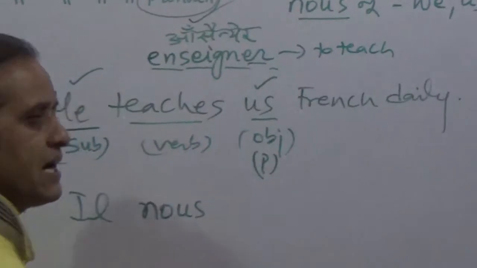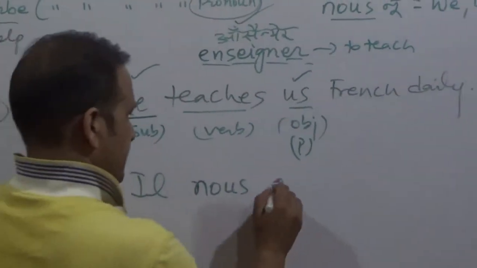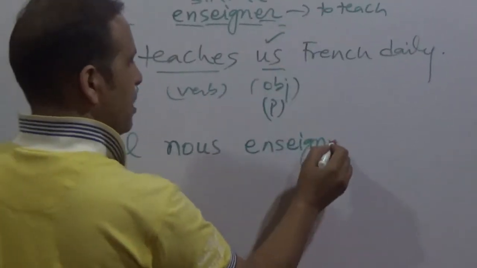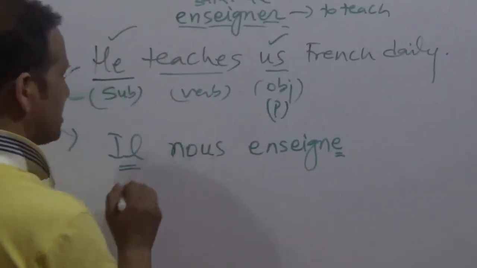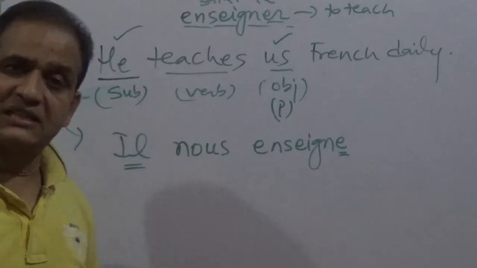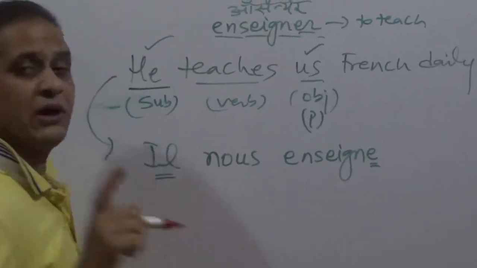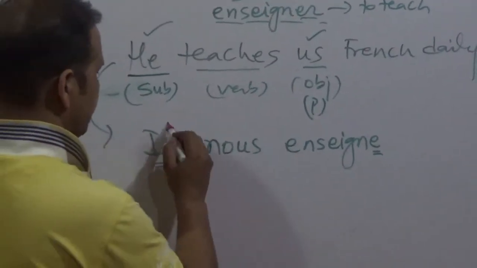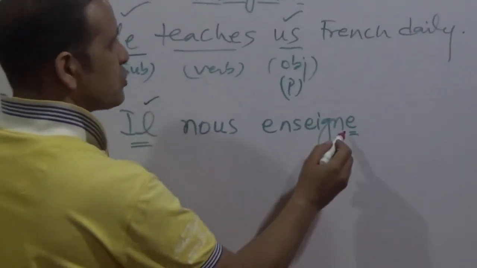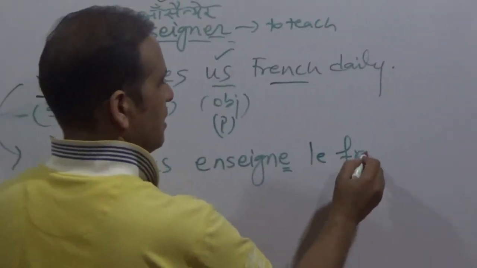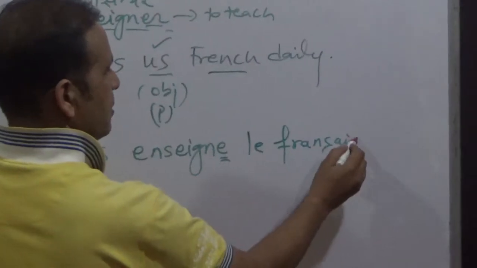So this is an er ending verb that we have already done. So er will be replaced by what? E if the subject is il. For that you can see the table in my previous videos if you have forgotten. But I know you have not forgotten. You are doing it continuously. So il, nous, enseigne, and what? French. That is le français.